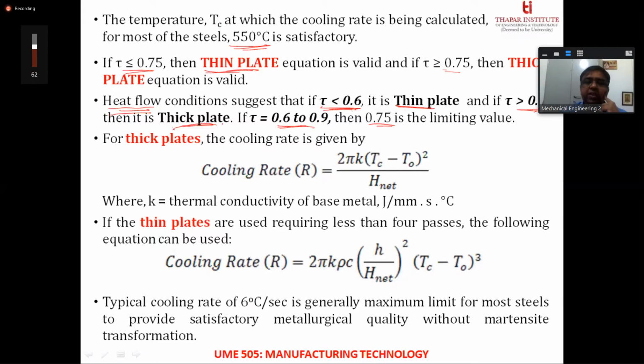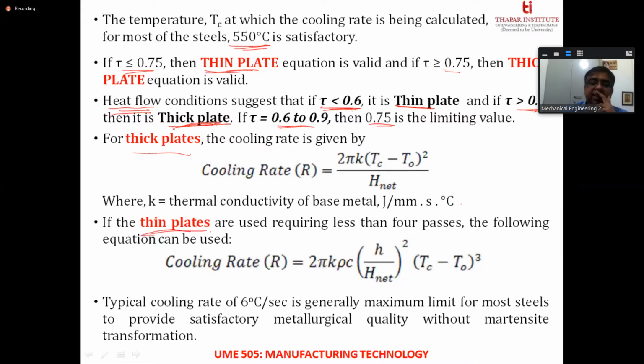So now, assuming that we have got a thick plate, the thick plate cooling rate is given by 2 pi k (Tc minus T naught) whole square divided by H net, where k is the thermal conductivity of the base metal. So this data will be known to you because the metal that you are going to weld will be known to you. Similarly, if thin plates are used, what are thin plates?